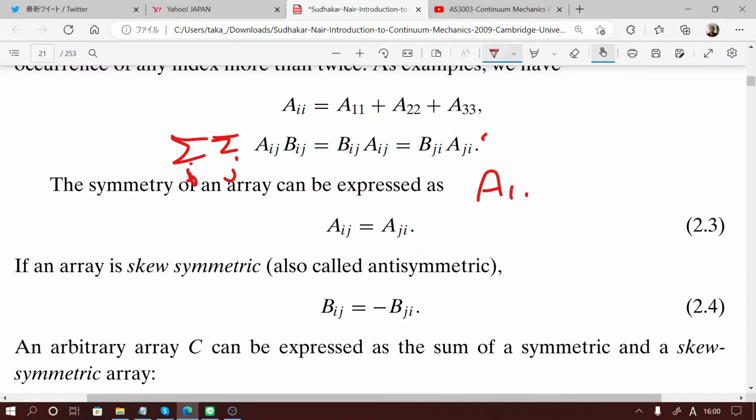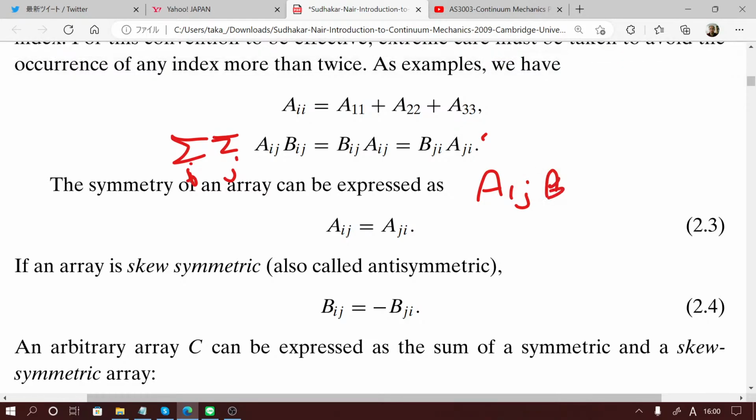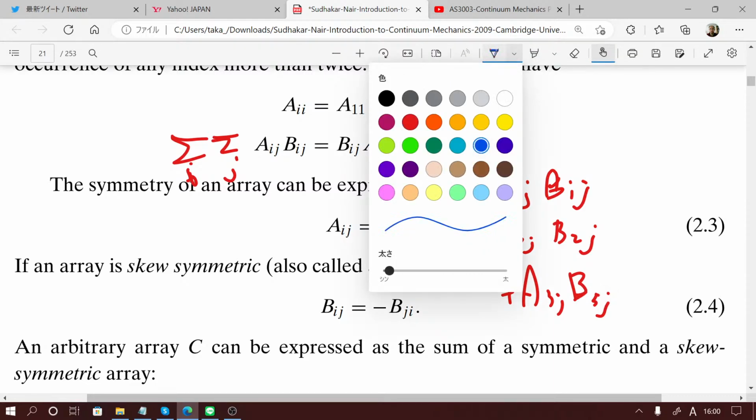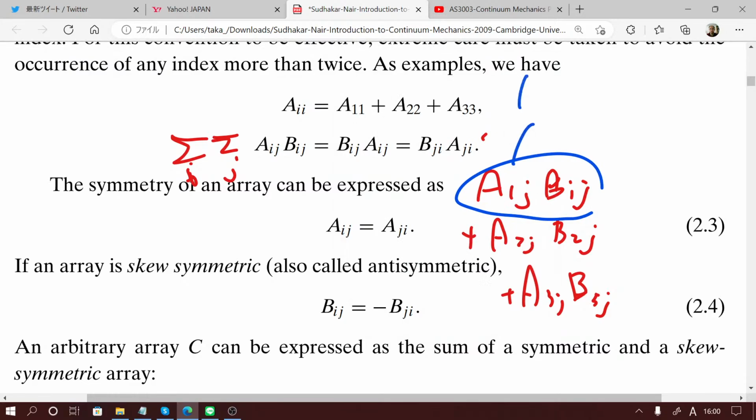A1j B1j plus A2j B2j plus A3j B3j. And each of them has to be like this: A11 B11 plus A12 B12 plus A13 B13.